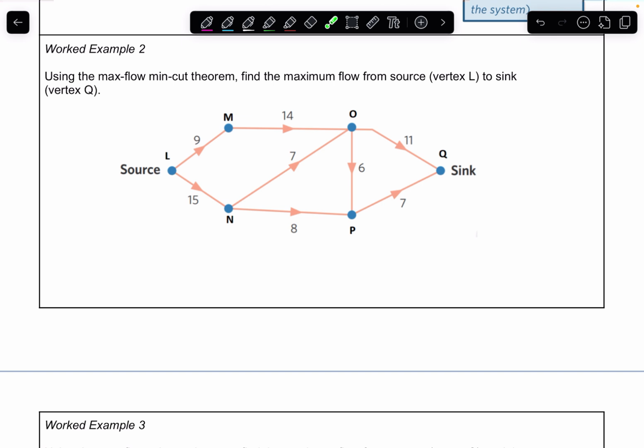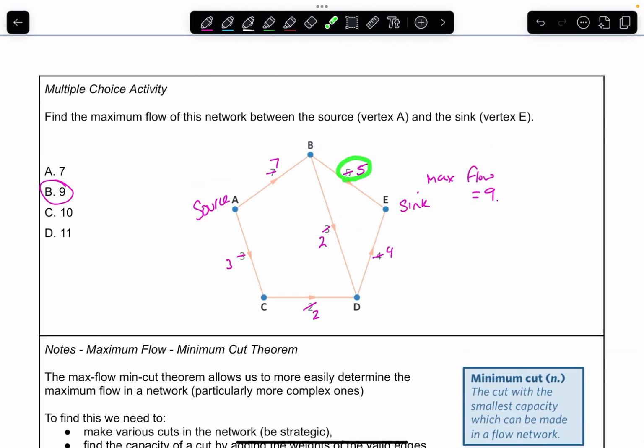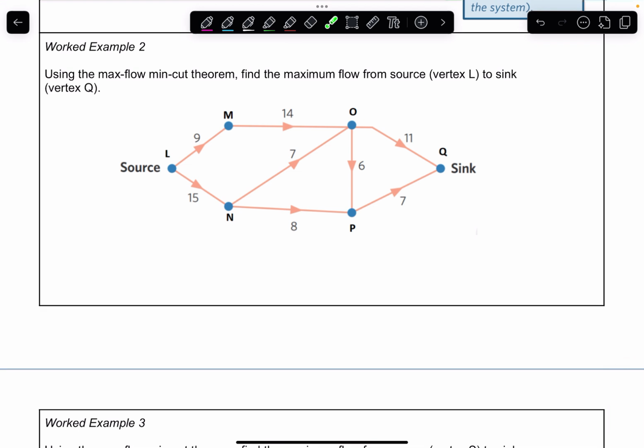The only thing you have to make sure that you do is when we're doing a cut, we always have to add these numbers, the original numbers. So when we do our flow, can you see how we cross them out? So if this part here was part of my cut, I would have to use 3, not 2. So you have to be very careful when you're doing this, that you make sure you pick the right numbers for your cuts, okay? So it says use the max flow minimum cut theory, find the maximum flow for the source vertex L to the sink vertex Q.